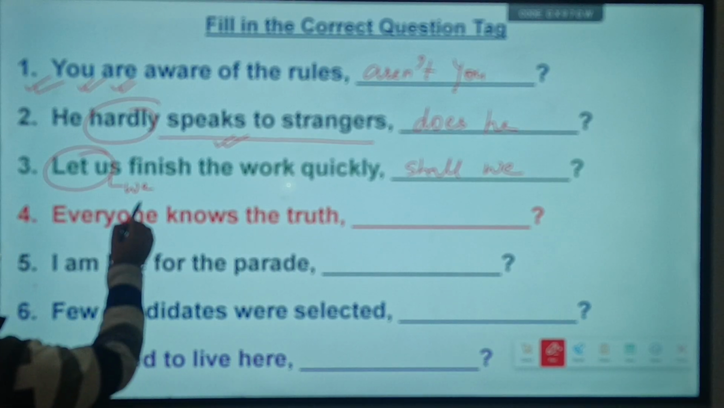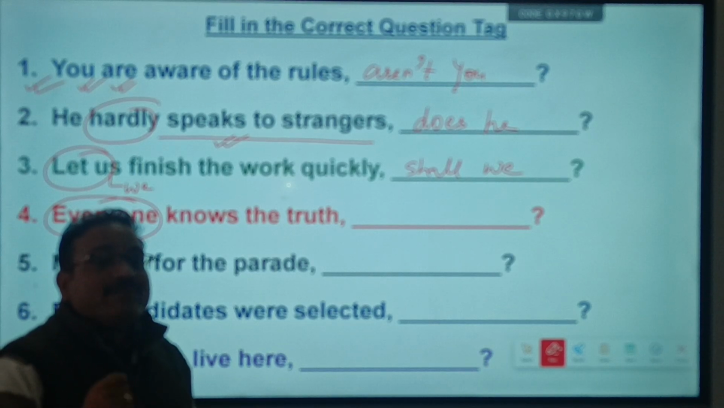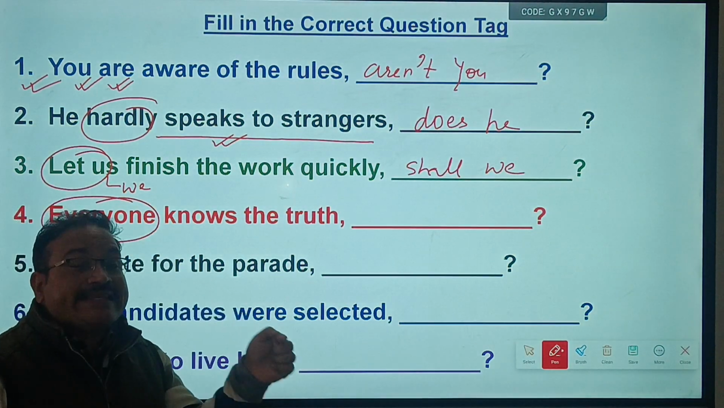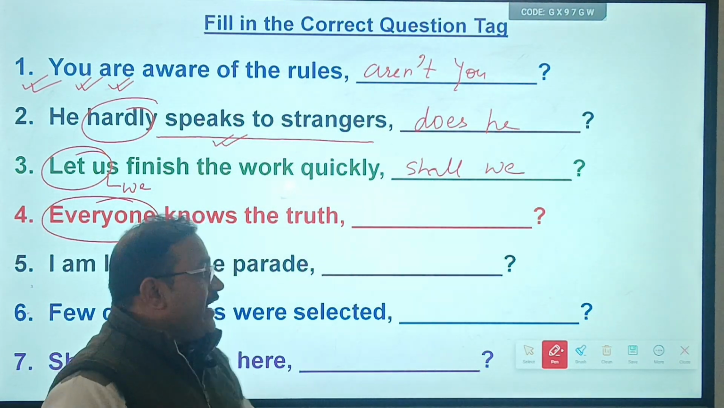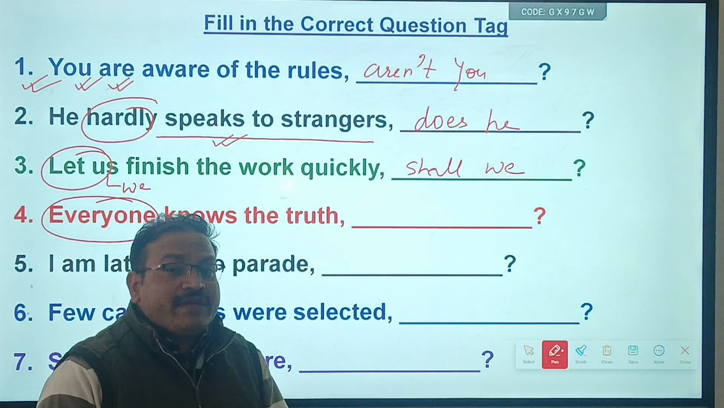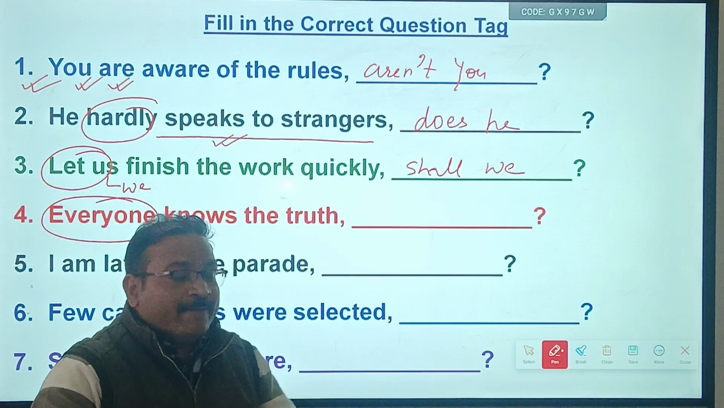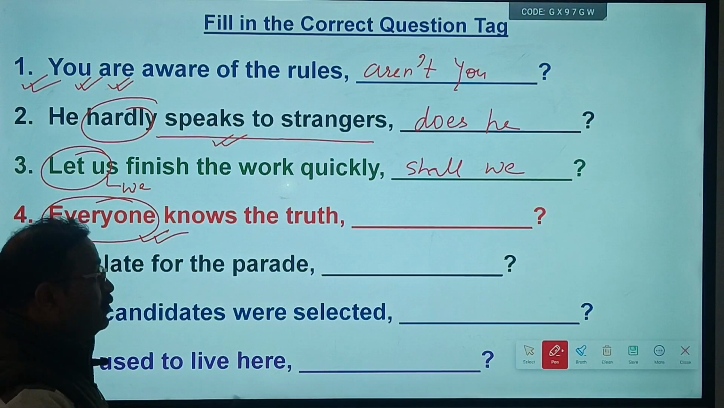Everyone knows the truth. Everyone. What? It seems to be singular. In subject verb agreement, everyone is singular. But in question tag, it is plural. When we say everyone knows the truth, what do we mean? We mean that all know the truth. Sab koi janta hai. That is why in question tag, it is treated as plural.